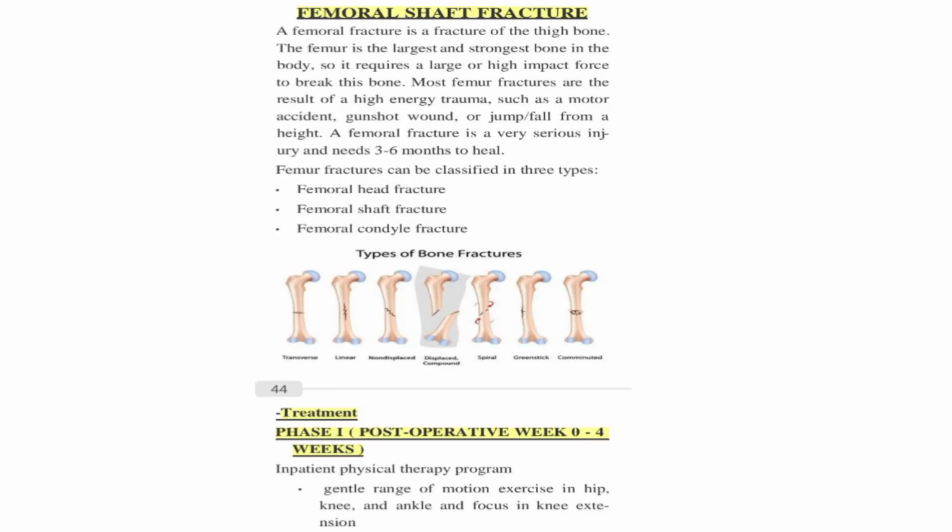In this lecture, I will discuss femoral shaft fracture. Femoral fracture is the fracture of a thigh bone. Femur is also known as thigh bone. Femur is the largest and the strongest bone in the body.